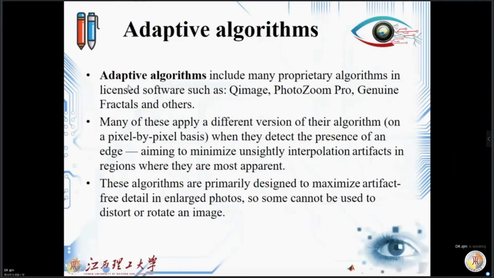But what about adaptive algorithms? The adaptive algorithms, which include many proprietary algorithms in licensed software, like PhotoZoom and some others, many of them will apply a different version of their algorithm on a pixel-by-pixel basis. And when they detect the presence of an edge, they aim to minimize the unsightly interpolation artifacts in regions where they are most apparent. These algorithms are primarily designed to maximize the artifact-free detail in large photos, so some cannot be used to distort or rotate an image.